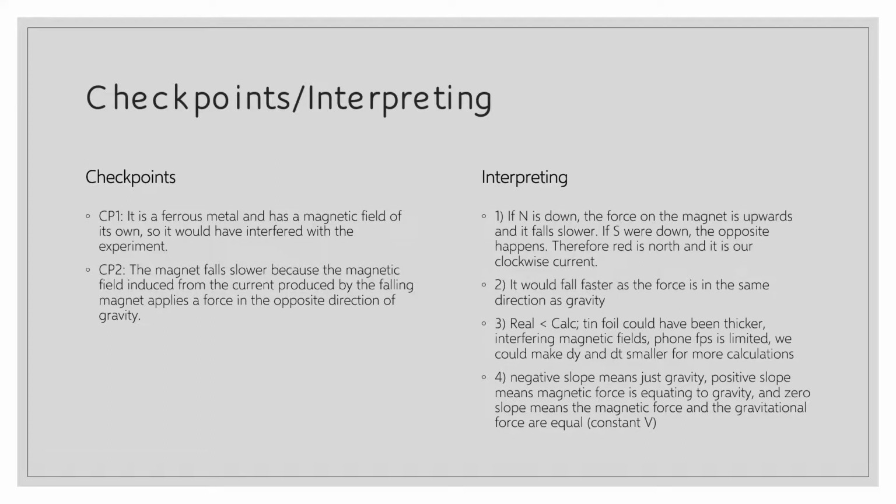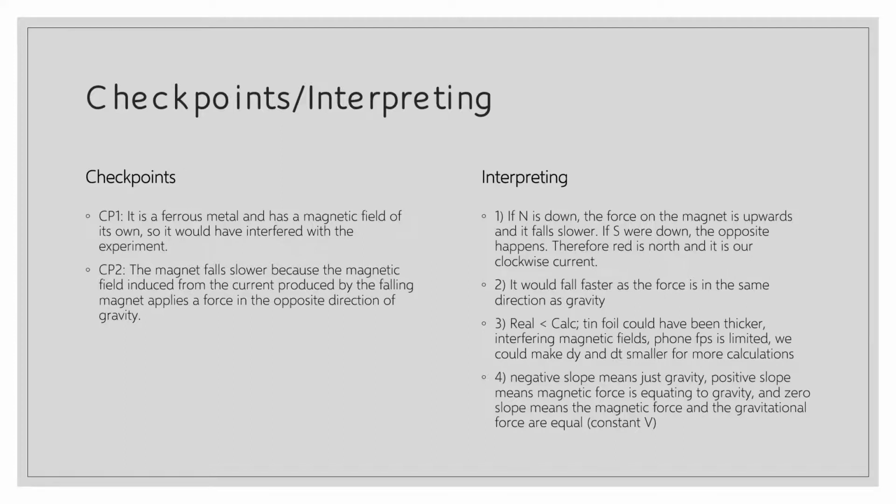3. The real measured time was less than our calculated time. This is because the tinfoil roll, for my instance, could have been thicker. There are absolutely interfering magnetic fields around me. My phone FPS is limited, and in the instance where I could click the timer on and off, there may have been human error. I averaged some of it out, but it's still not perfect. And then one other thing we could have done is made dy and dt smaller in our program, so it could have done more calculations.